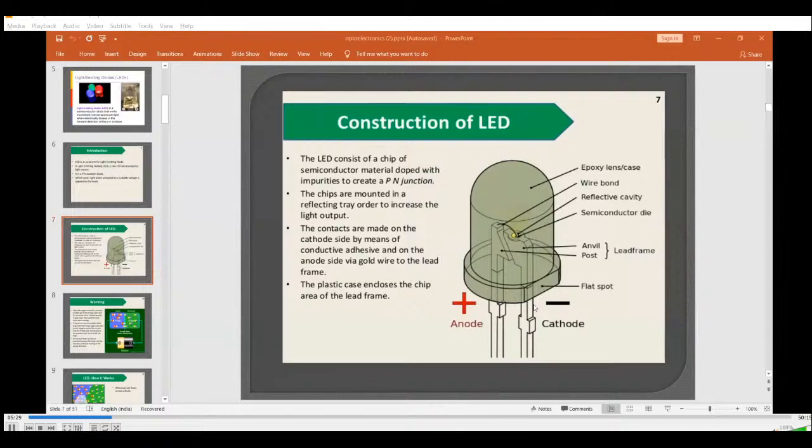Now coming to the construction of an LED. What is the basic operation and what is the construction? In an LED, for the construction, we are depositing P-type and N-type layers on a substrate. First we take the N-type layer, then we take a P-type layer. We are just sandwiching them, and above that we have 2 ohmic contacts. The active region is nothing but the junction.